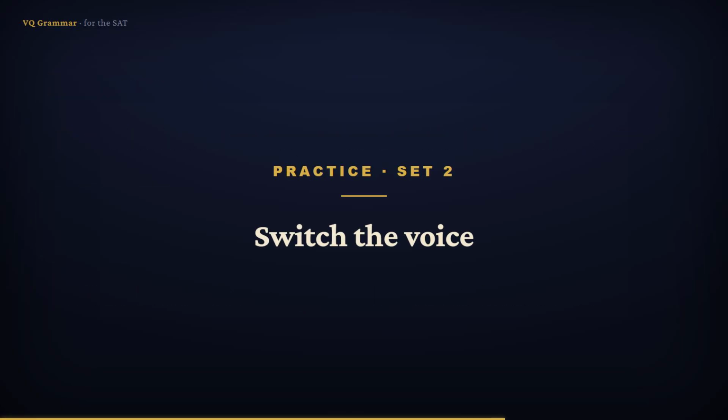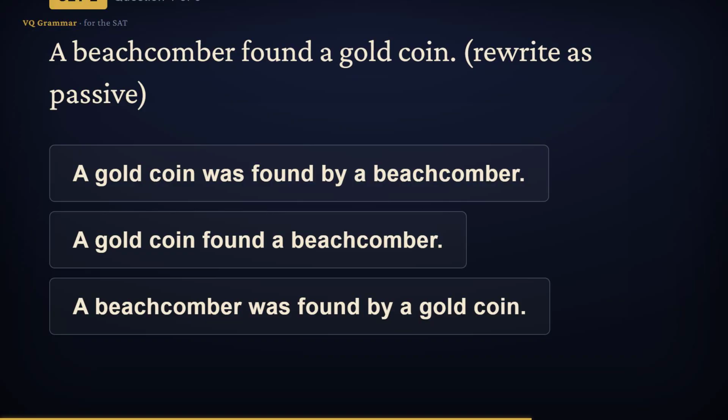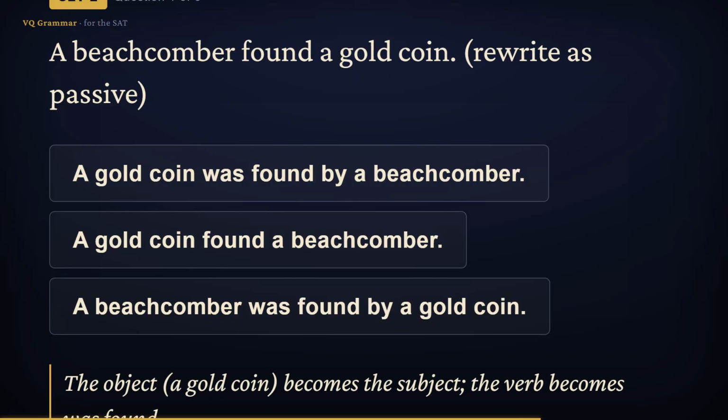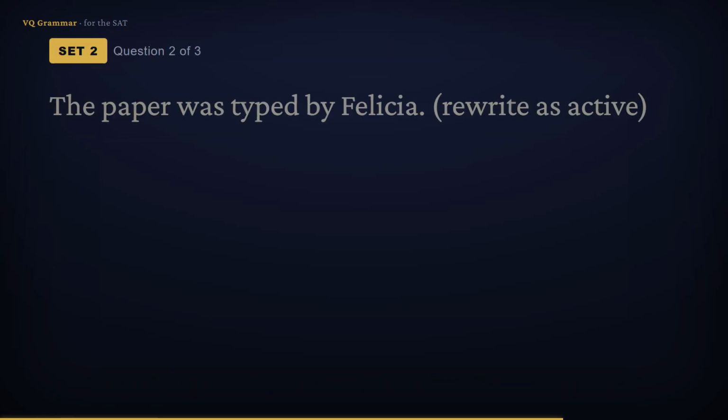Now switch each sentence into the other voice. Move the doer and the receiver, and adjust the verb with a form of be. Pause and try each. Rewrite as passive. A beachcomber found a gold coin. The object, a gold coin, becomes the subject, and found becomes was found. So, a gold coin was found by a beachcomber.